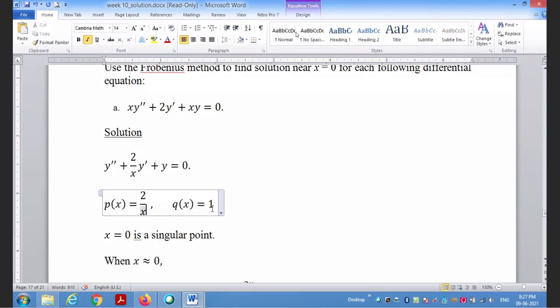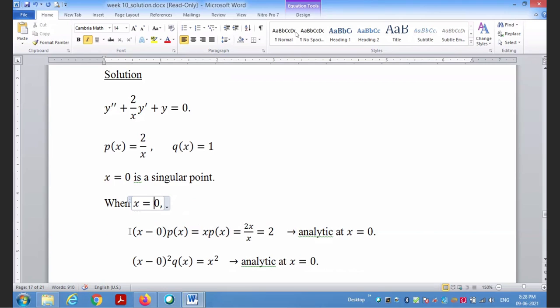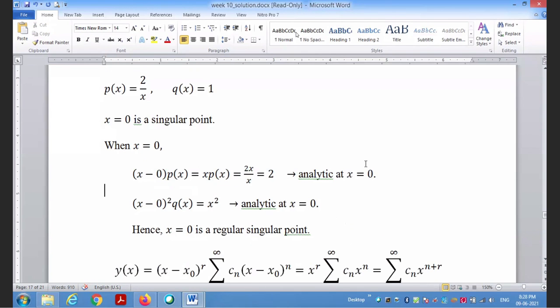Either one not defined. So the value of x that makes the function undefined, either one of them, is a singular point. Now when x equal to 0, we have to construct this function, x minus x naught times px, replace x naught with 0. Then x times px, x times 2 over x, so we have 2 over x over x. x and x cancel, we have 2. This is constant, so it's analytic when x equal to 0.